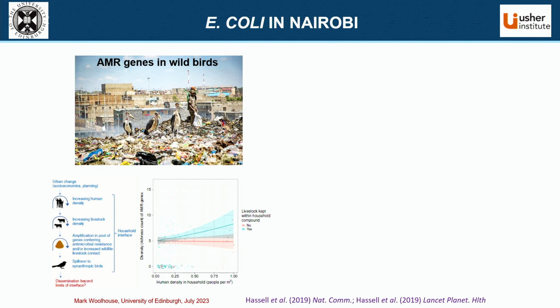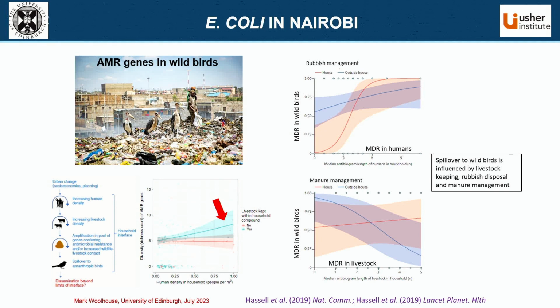And what that plot shows, the thing you need to pick out, is the diversity of AMR genes in these wild birds is highest when you have a lot of people in the household and you have livestock. In those situations, you're finding a distinct signal that there's more diversity in the wild birds. He then went on to look at the data in a slightly different way. The vertical axis on those two plots is the level of multi-drug resistance in the E. coli from the bird. So these are wildlife carrying multi-drug resistant E. coli. And you can see what their relationship is with the levels of multi-drug resistance, actually the antibiogram length, in humans or in livestock. You can look at it either way.